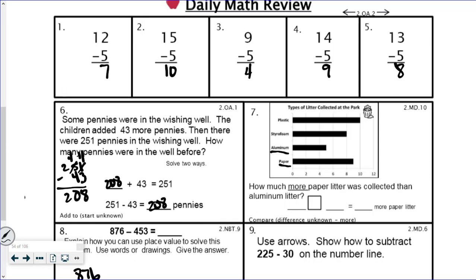Number 7, so we got to find the difference between the paper litter and the aluminum litter. So aluminum litter is between 4 and 6, so that means there's 5 pieces of aluminum litter. And then paper litter is between 8 and 10, so that means there was 9 pieces. So 9 minus 5 is 4, so we're going to put 9 minus 5, right, because that's the difference of those two types of litter. And so there were 4 more paper litters than there were aluminum. And we could even count the hops too. So we could go 1, 2, 3, 4.